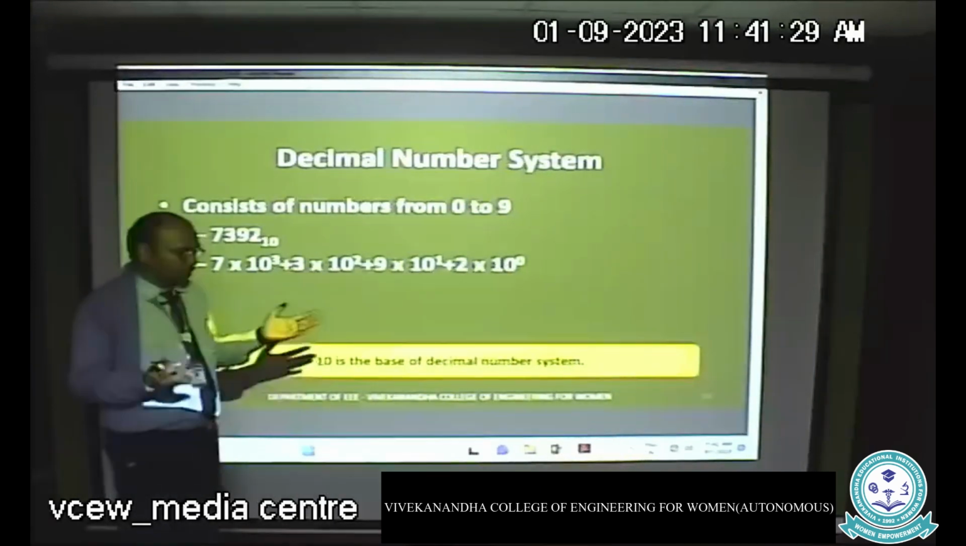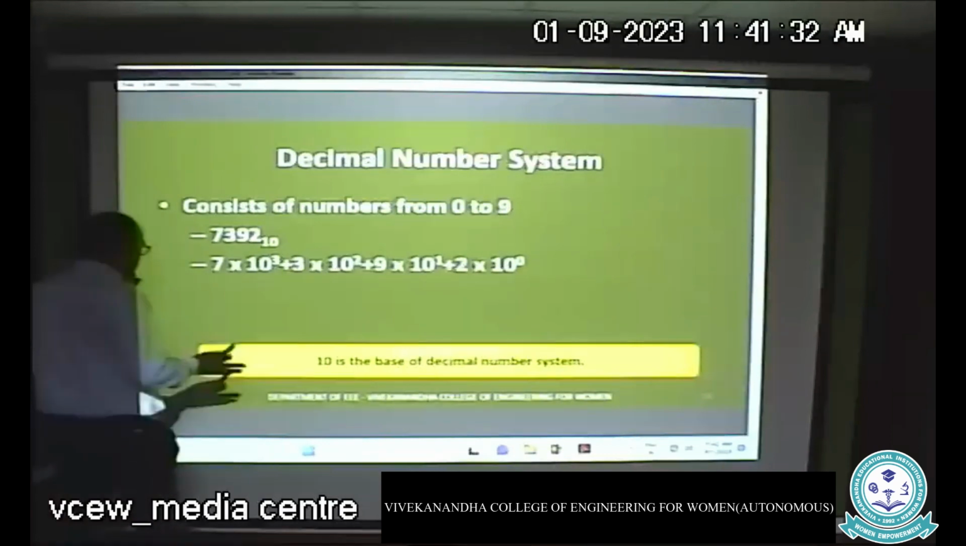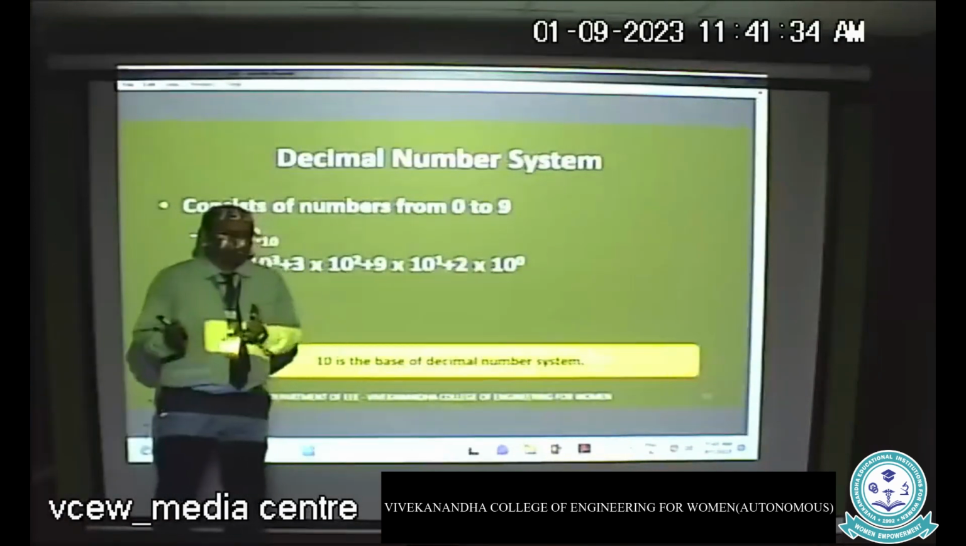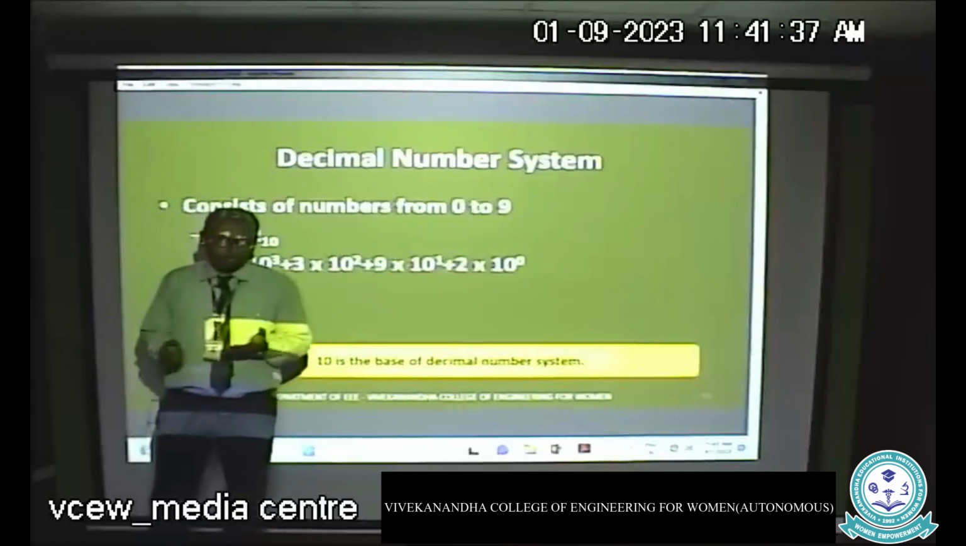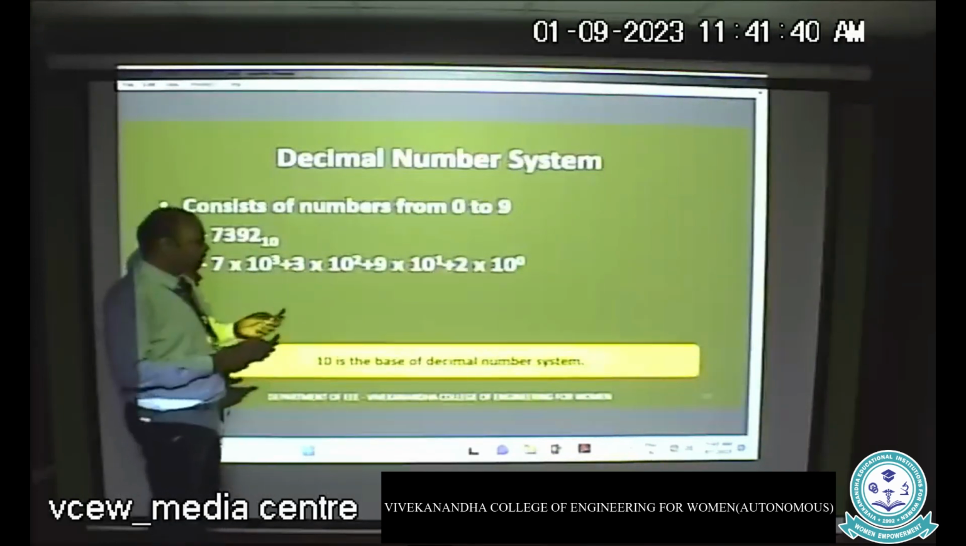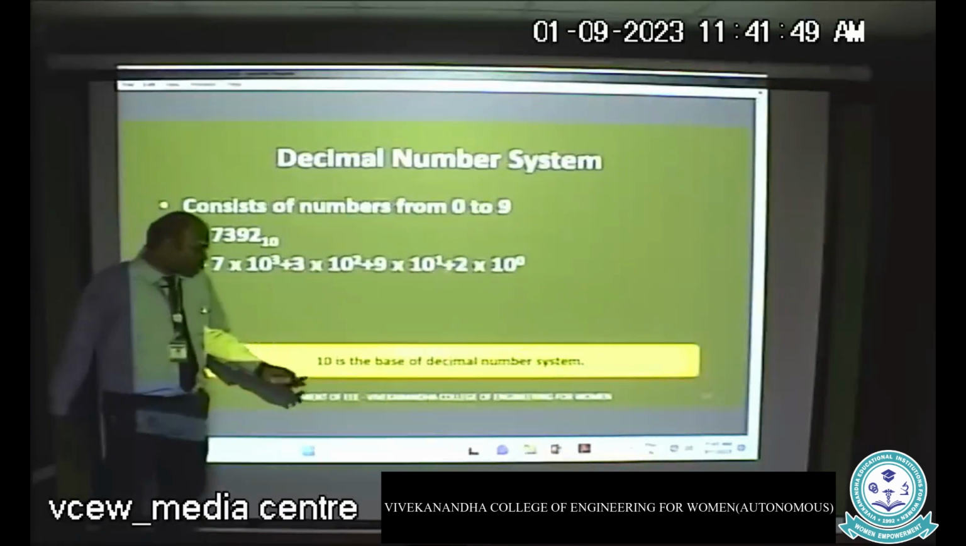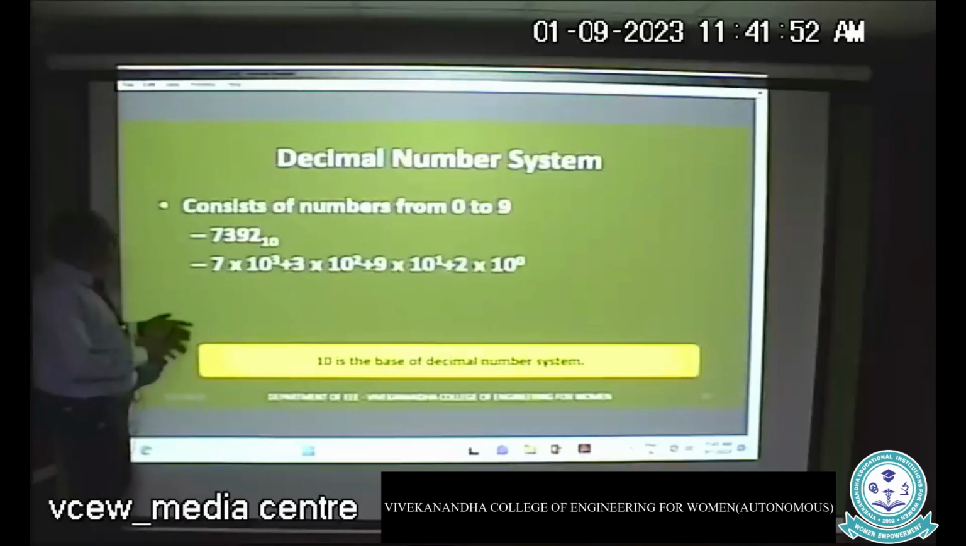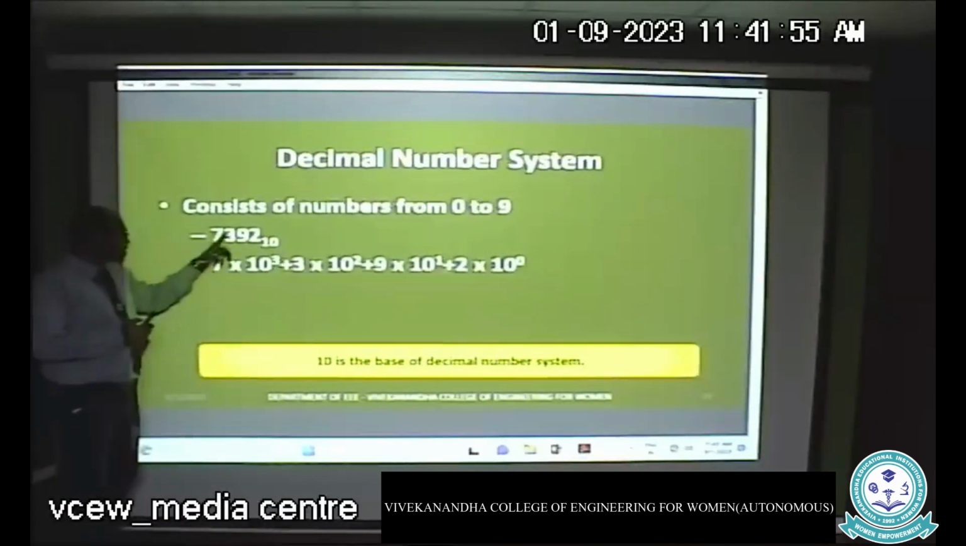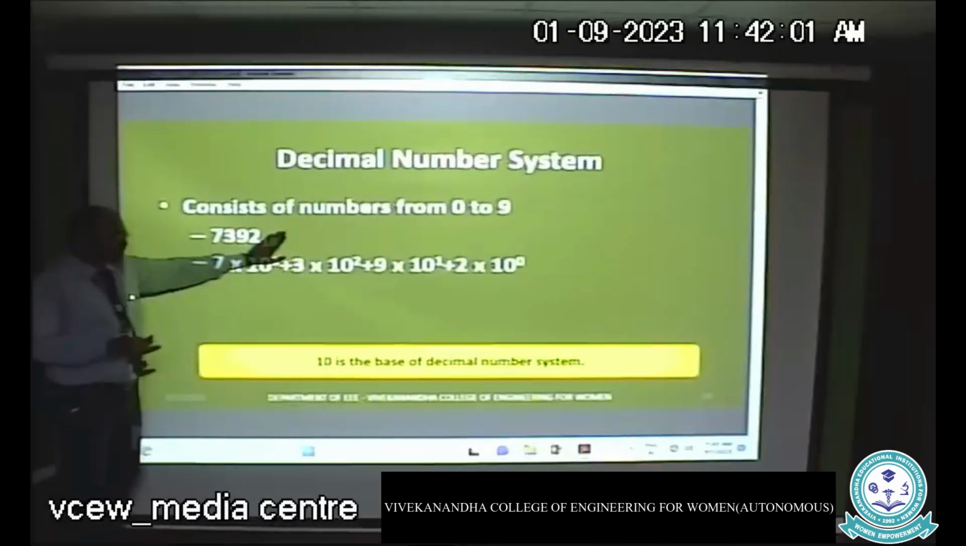All the other decimal numbers are combinations of these 10 digits. If I take 999, they are all 9. 786 is a combination of 7, 8 and 6. So all other decimal numbers are combinations of digits from 0 to 9. There are 10 digits which contribute to the entire number system. That is why it is base 10. For example, you have this number 7,392. This is just a flat number, but if you put base 10, it becomes a decimal number. You are telling the world that this is a decimal number.